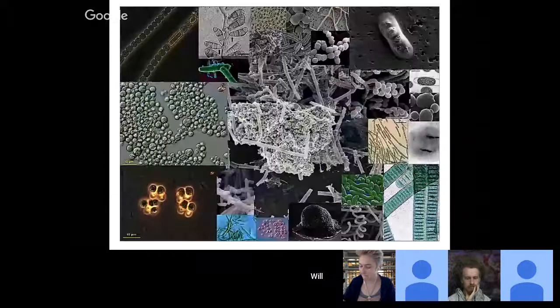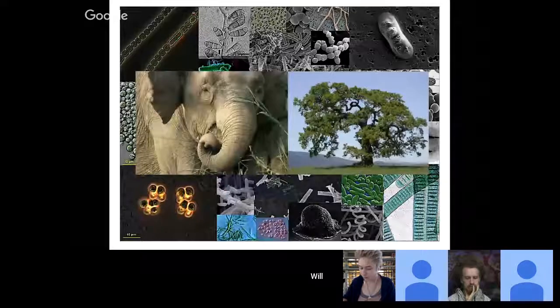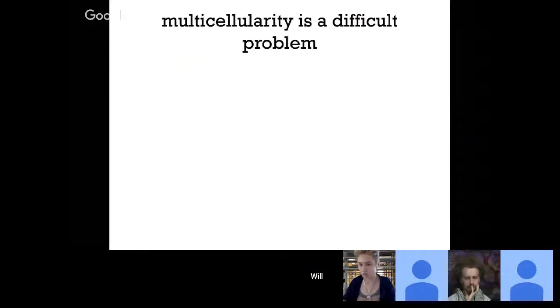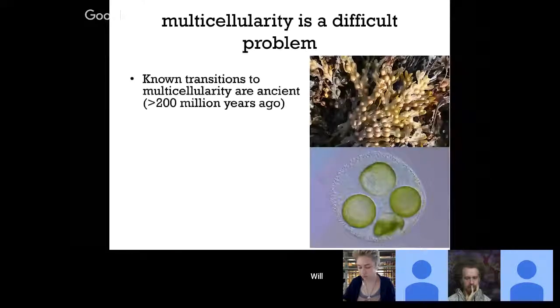So how did we get from a world dominated by microbial life of many stripes and shapes to one which supports such a breadth and abundance of complex and large and charismatic multicellular organisms? Well, we don't really know, and that's partly because multicellularity is a challenging problem to work on. Like I said right at the beginning, known transitions to multicellularity are old. These are examples of brown algae and Volvocine algae, which are both the new kids on the multicellular block, evolving multicellularity around 200 million years ago or more.